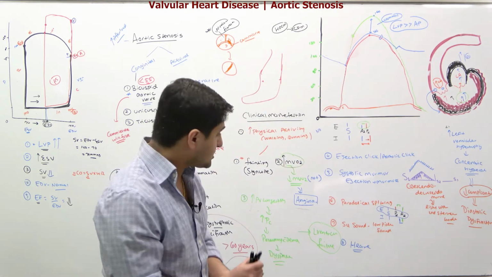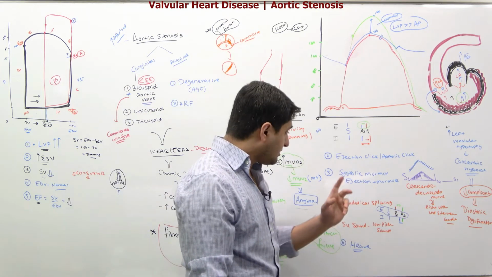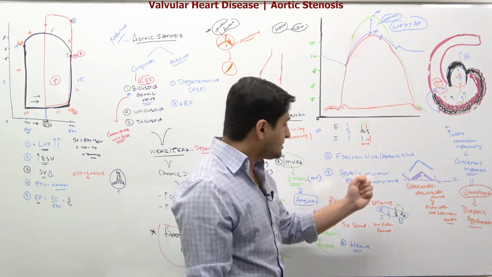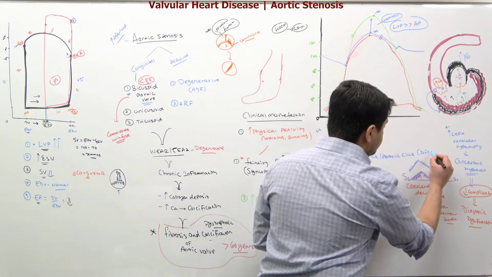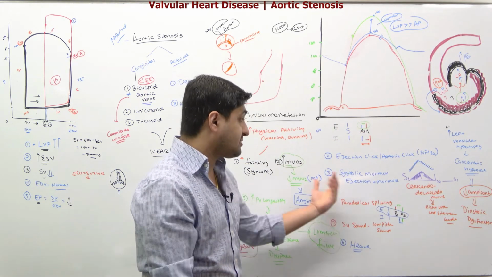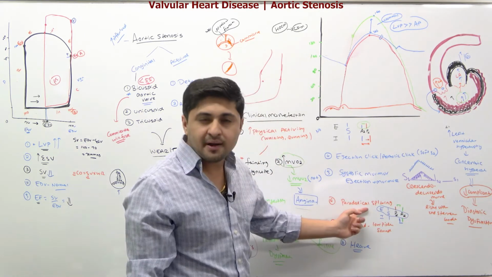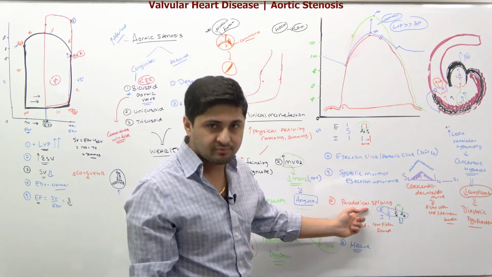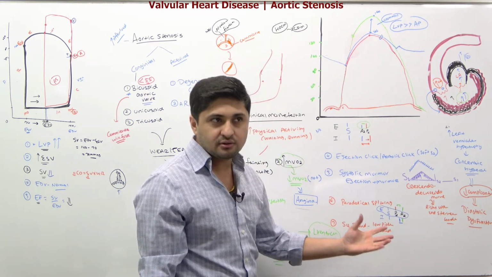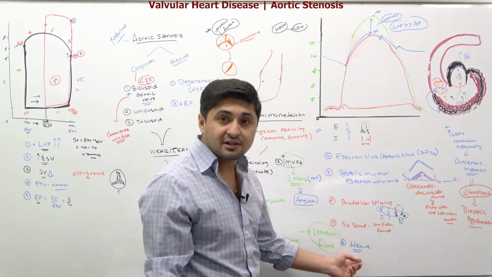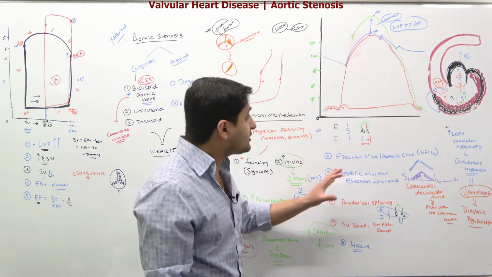Now, look at how many things we discussed so far. Classical symptoms: fainting, angina, dyspnea, right? There's an ejection click, and a soft S2 that you can hear. Then there is a systolic ejection murmur, which appears as a crescendo-decrescendo murmur. There's a paradoxical splitting. By the way, paradoxical splitting you can also see in a left bundle branch block. And you can see an S4 sound, a low pitch sound. You can hear the heave also. So these are the classical signs and symptoms you see in aortic stenosis.